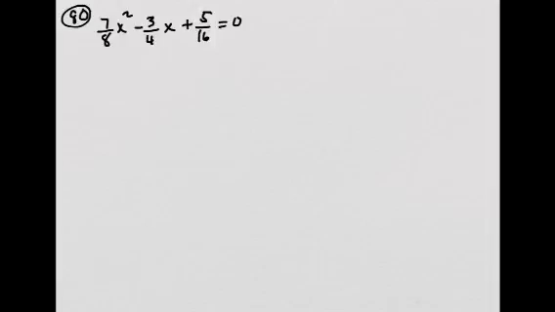Alright, so the number 80 has fractions. So I'm going to find the least common denominator and go ahead and multiply by each term on both sides of the equation. So that would be 16. So I'm going to multiply each term, like I said, by 16. Okay, so when you simplify that, you get 8 into 16 is 2 times. So 2 times 7 is 14x squared. 4 goes into 16 4 times. 4 times 3 is 12. And then 16 goes into 16 once, so 1 times 5 is 5. And 0 times 16 is 0.